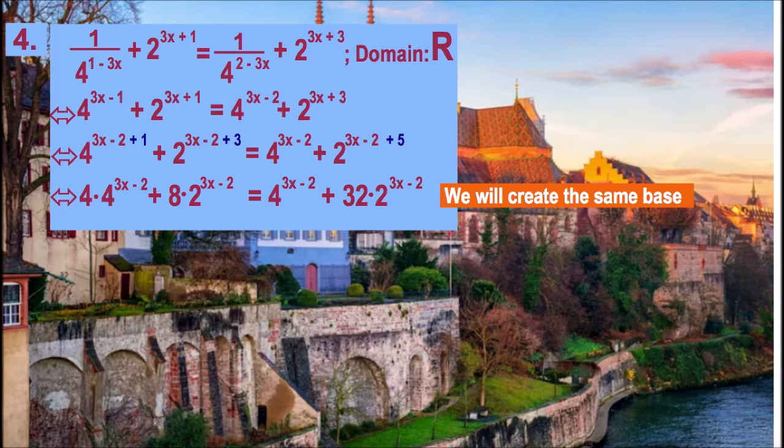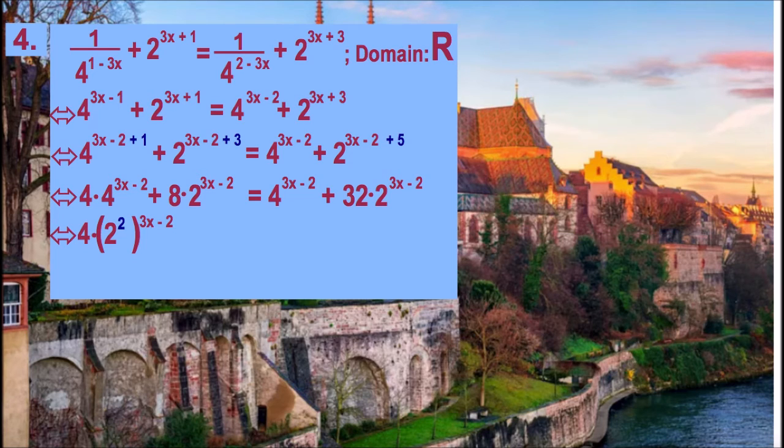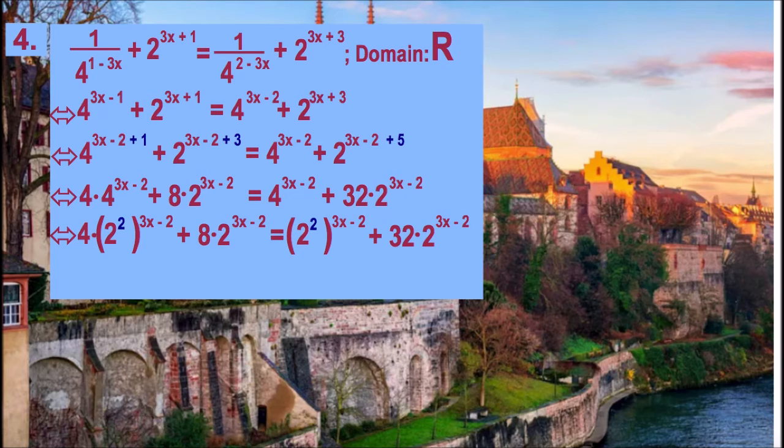We will now create the same base, namely 2. So, equivalent to 4 times the quantity 2 raised to the power 2, everything raised to the power 3x minus 2, plus 8 times 2 raised to the power 3x minus 2, equals the quantity 2 raised to the power 2, everything to the 3x minus 2, plus 32 times 2 raised to the power 3x minus 2.